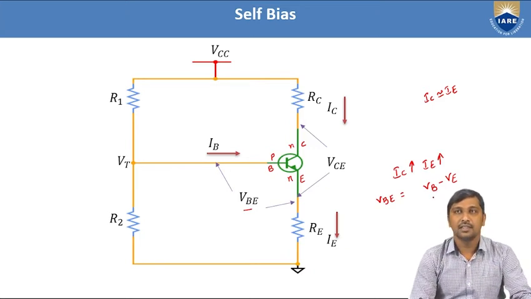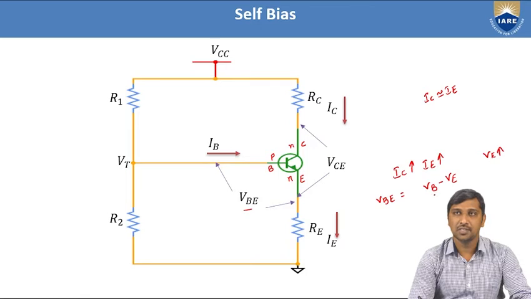In previous circuits like fixed bias or collector-to-base or collector-to-emitter feedback resistance bias, and in that collector-to-base with emitter resistance, if the voltage drop across the emitter changes, or in the self bias also, if IC changes, IE changes, which means the voltage drop across the emitter also changes.